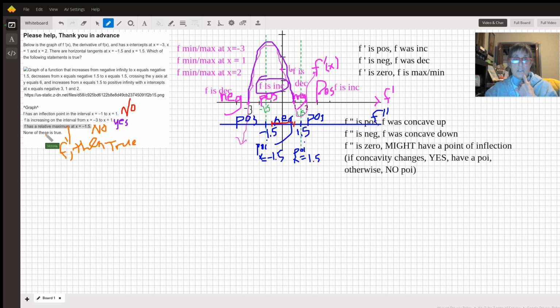And then it says none of these are true. Well, this is incorrect because we already know that the second statement is true. So the answer is that f is increasing on the interval from x is negative 3 to x is 1. That's the true statement.